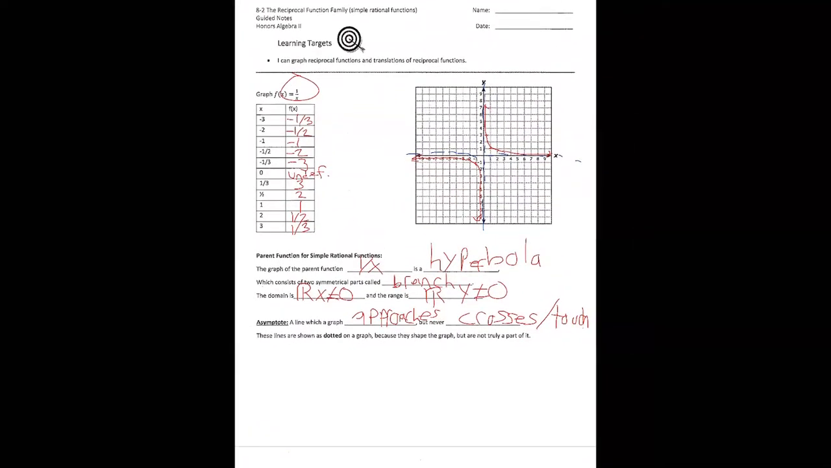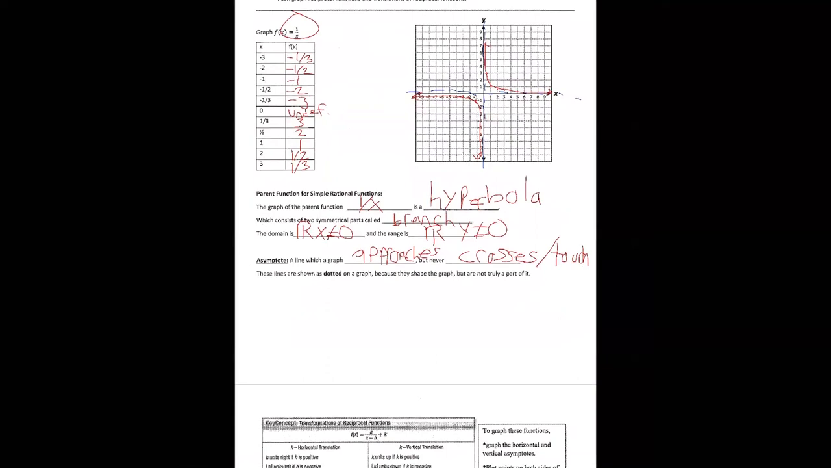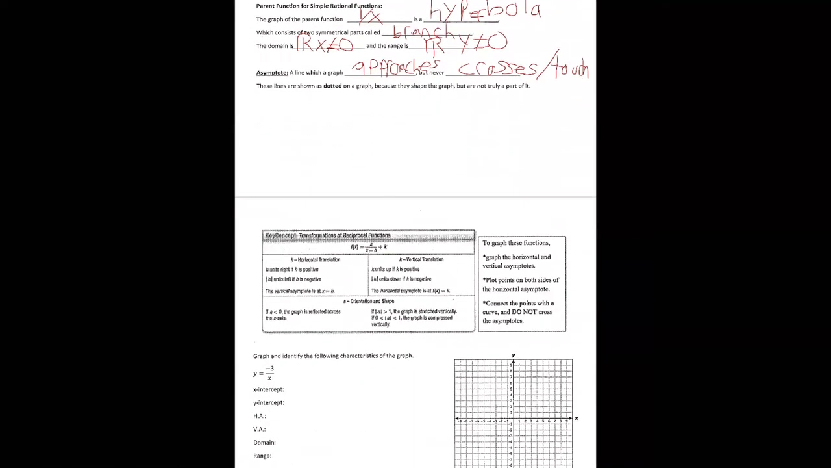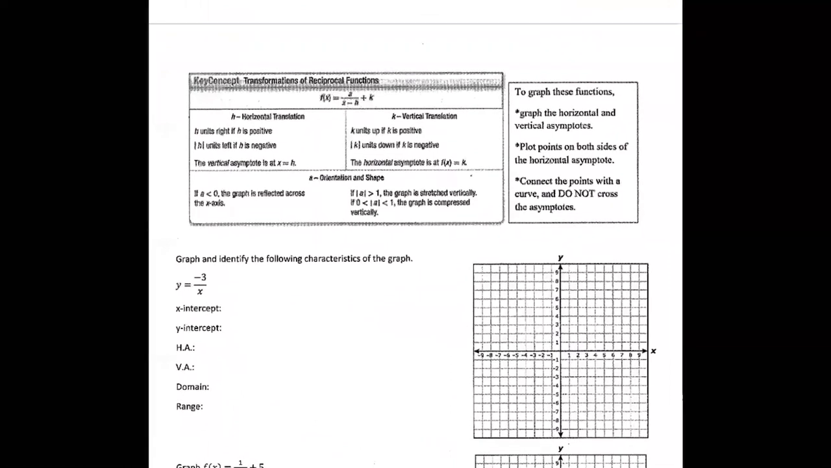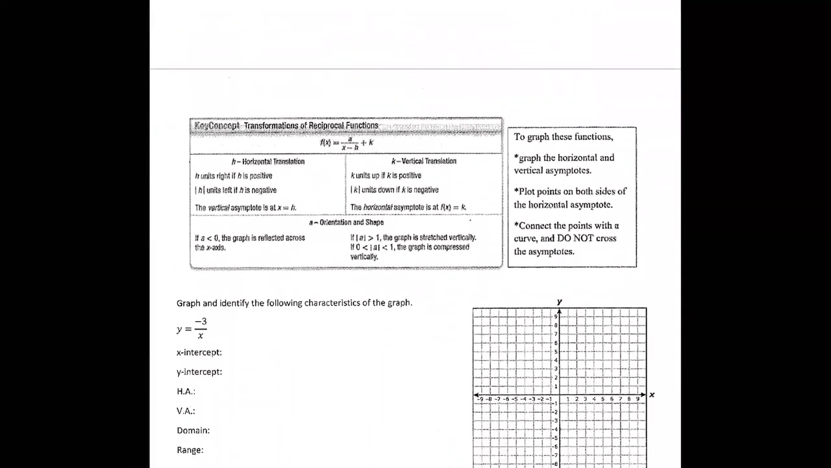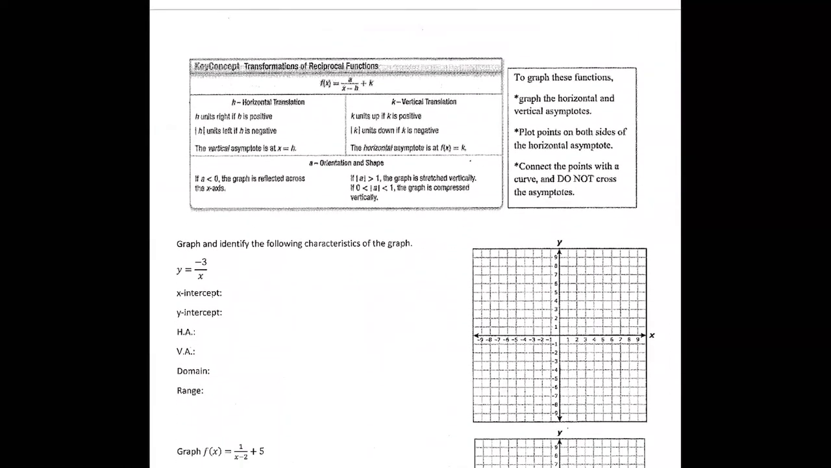This is called our parent function because when we look at other rational functions, they're going to be similar to this, but shifted. They might be reflected. They might be translated left, right, up, or down. They might be stretched or shrunk a little bit. That's what we're going to be looking at. We're going to look at a couple more examples of these, but first a couple tips.